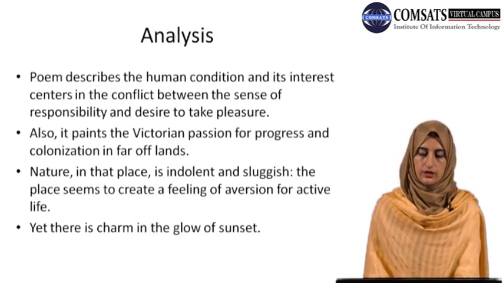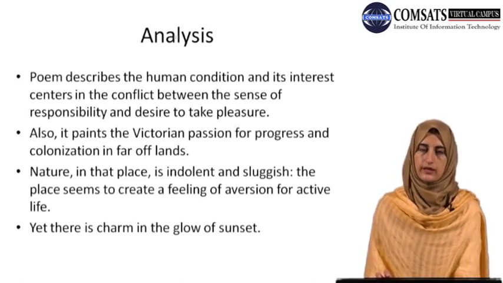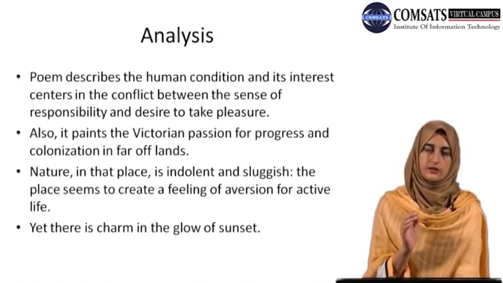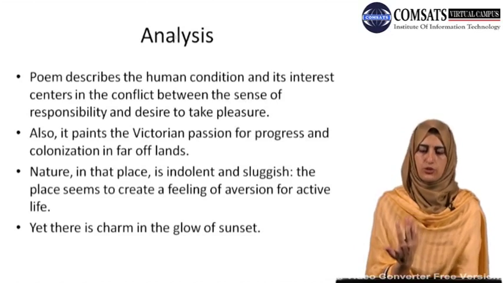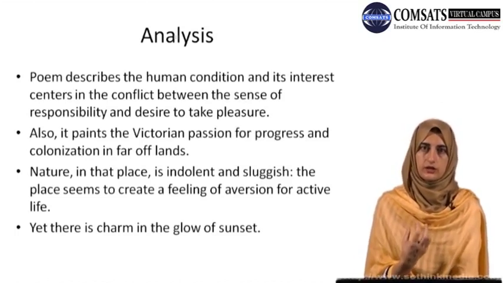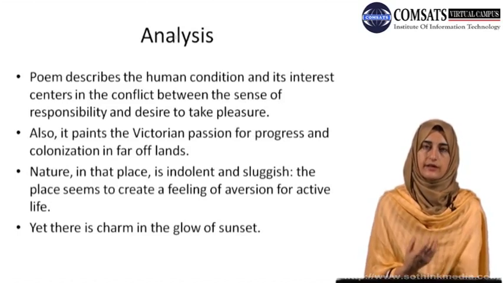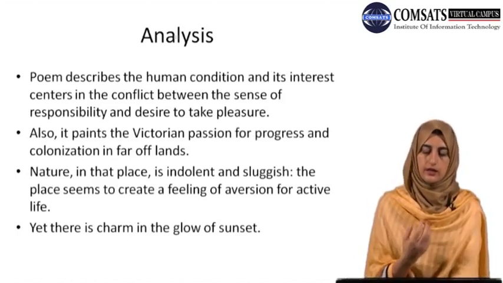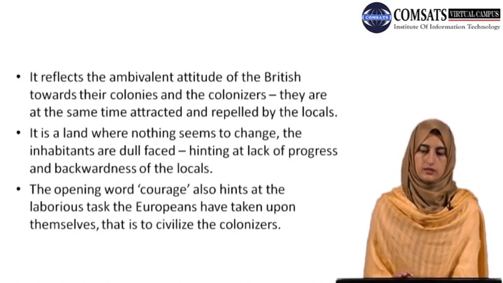And as we saw, nature is also shown as indolent and sluggish. Everything in that island moves slowly, sluggishly. The place seems to create a feeling of aversion for active life. And yet there is charm in the glow of sunlight. It is this ambivalence that Tennyson shows through his poem, that the island is basically a reflection of inactivity, of aversion for active life. Yet these people, representing the colonizers, representing Western imperialism, when they come to this land, they are attracted. They find charm in the glowing sunset. They're charmed by the place. It is this ambivalent attitude of the British towards their colonies that is reflected here.